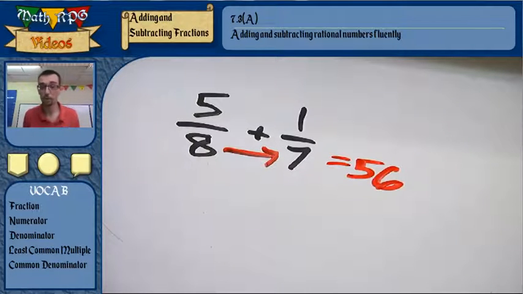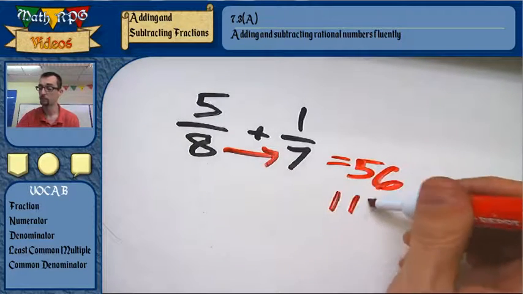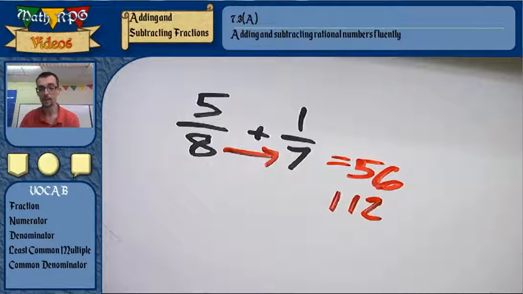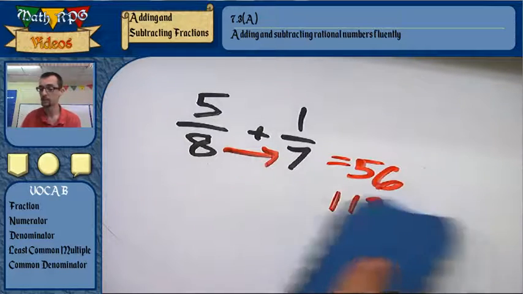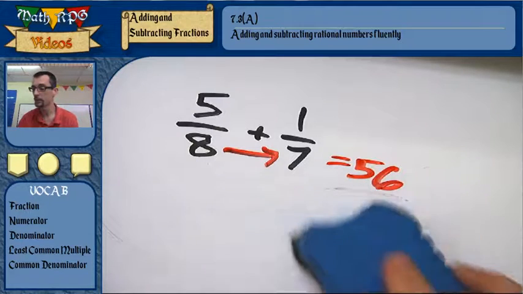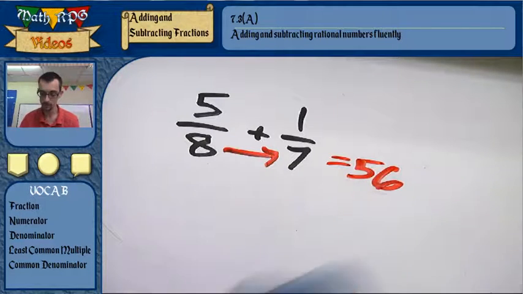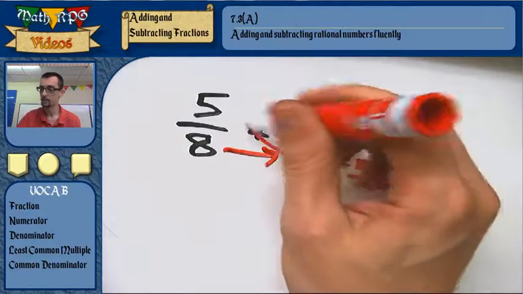8 and 7 also both go into 112, but that's not as low as 56. So if I use 56, that's as low as you can get. That's still divisible by 7 and by 8. And so that's going to be my least common multiple. It's going to be my fraction simplified at the end. I won't have to simplify anything else. It's already done.